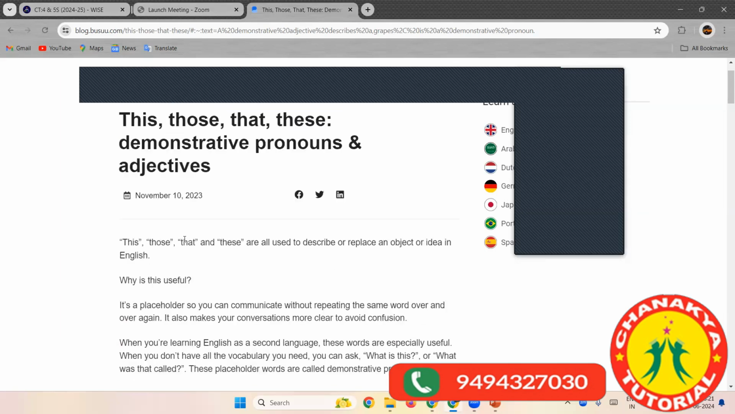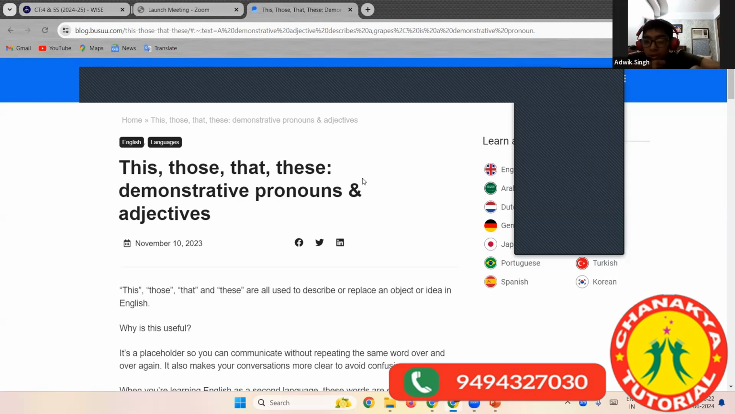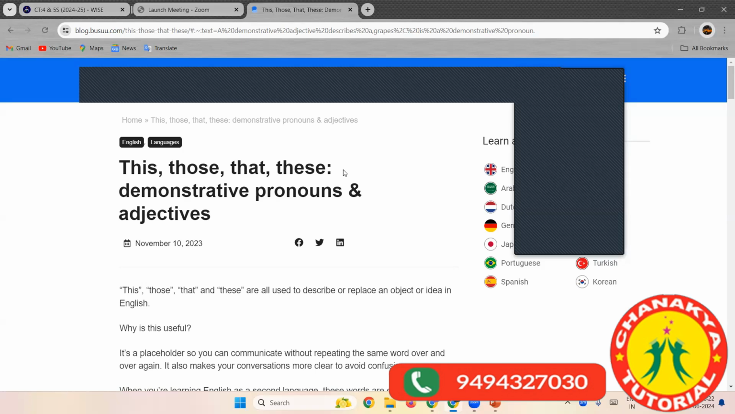Why is this useful? Can you tell me what is the use of this, those, that, and these? Ma'am, it is used to specify something. Okay, so specify what? Ma'am, for example, this is my pen stand. Okay, fine. So they all have their own values.